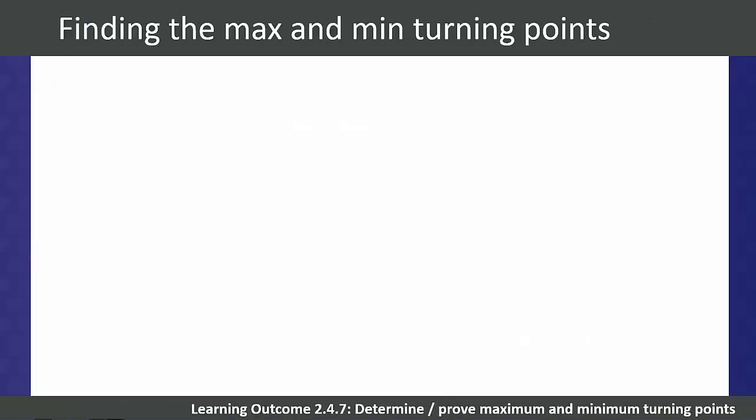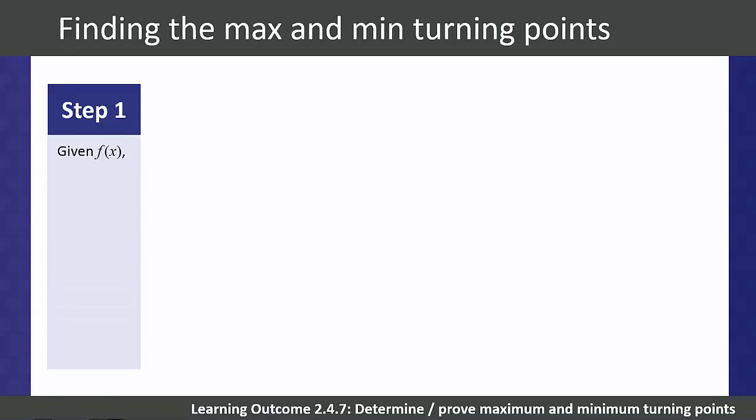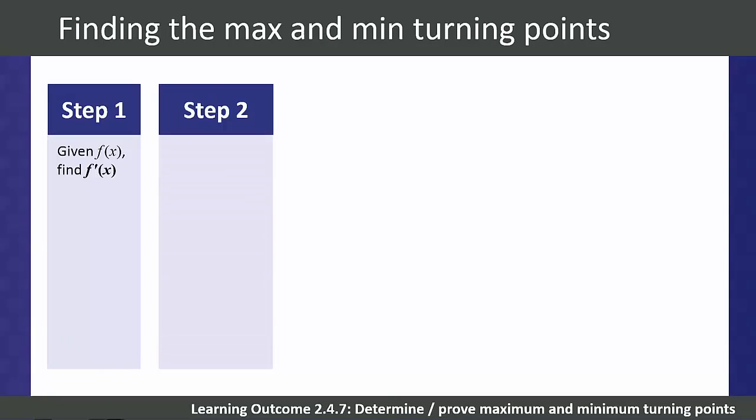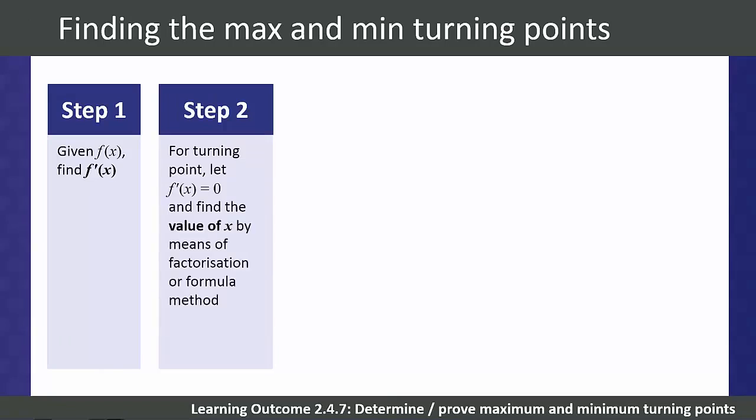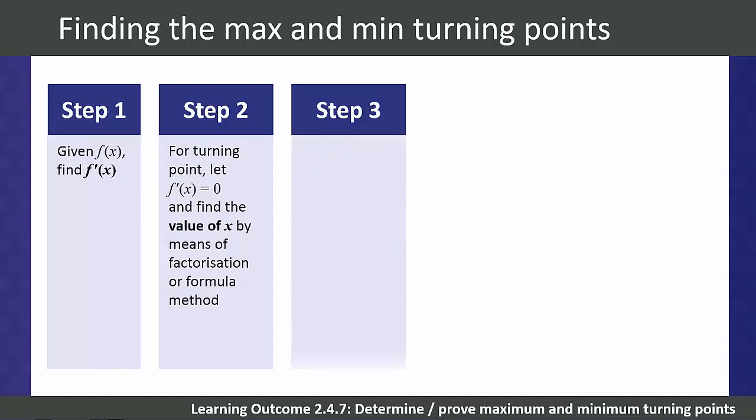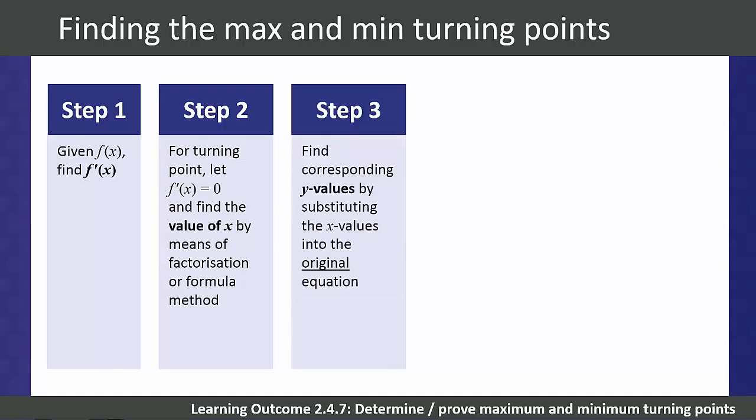Here are the steps to follow when finding our turning points. Step 1. We are given the function equation. Find the derivative. Step 2. Let the derivative equal 0 and solve for x. This is the x value or x values of the turning point or points. Step 3. Substitute the x values back into the original equation to find the y values of the turning points.